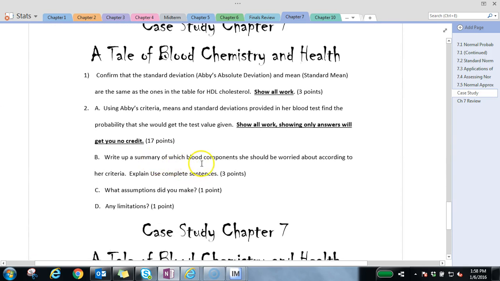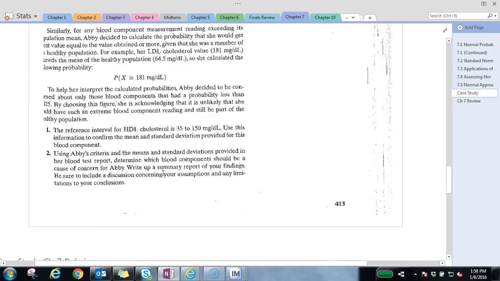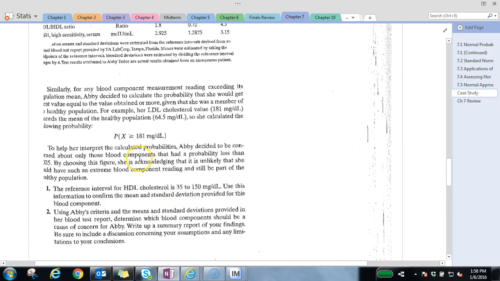Then write up a summary of which blood components she should be worried about according to our criteria. Explain using complete sentences. Her criteria is here. It's not the same as our cutoff.